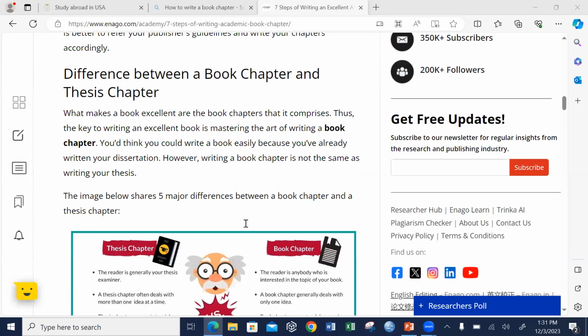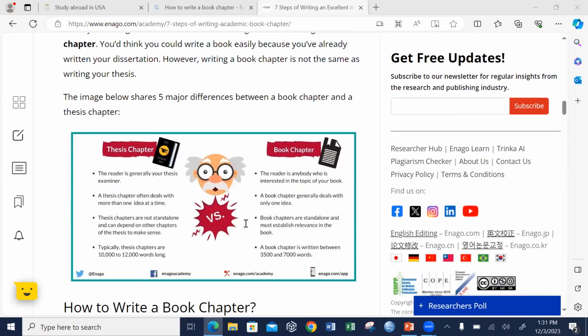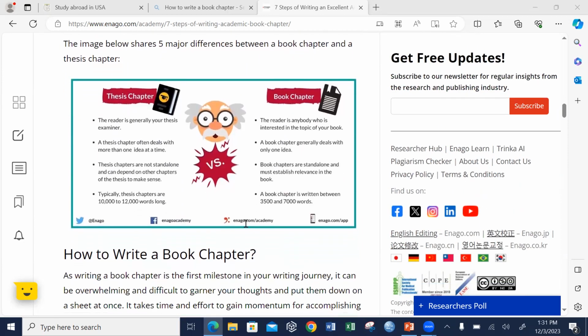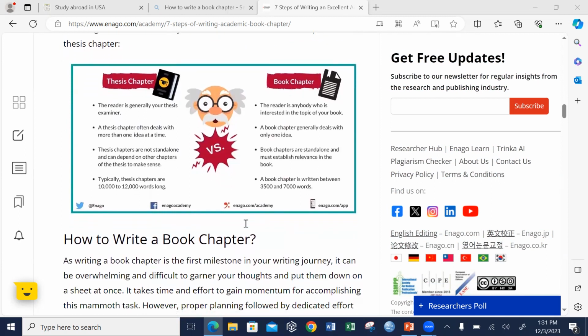There are 5 major differences between a book chapter and a thesis or dissertation chapter. According to Enago Academy, for a thesis chapter, the reader is generally your thesis examiner or your committee. But for a book chapter, the reader is anybody who is interested in the topic of your book.